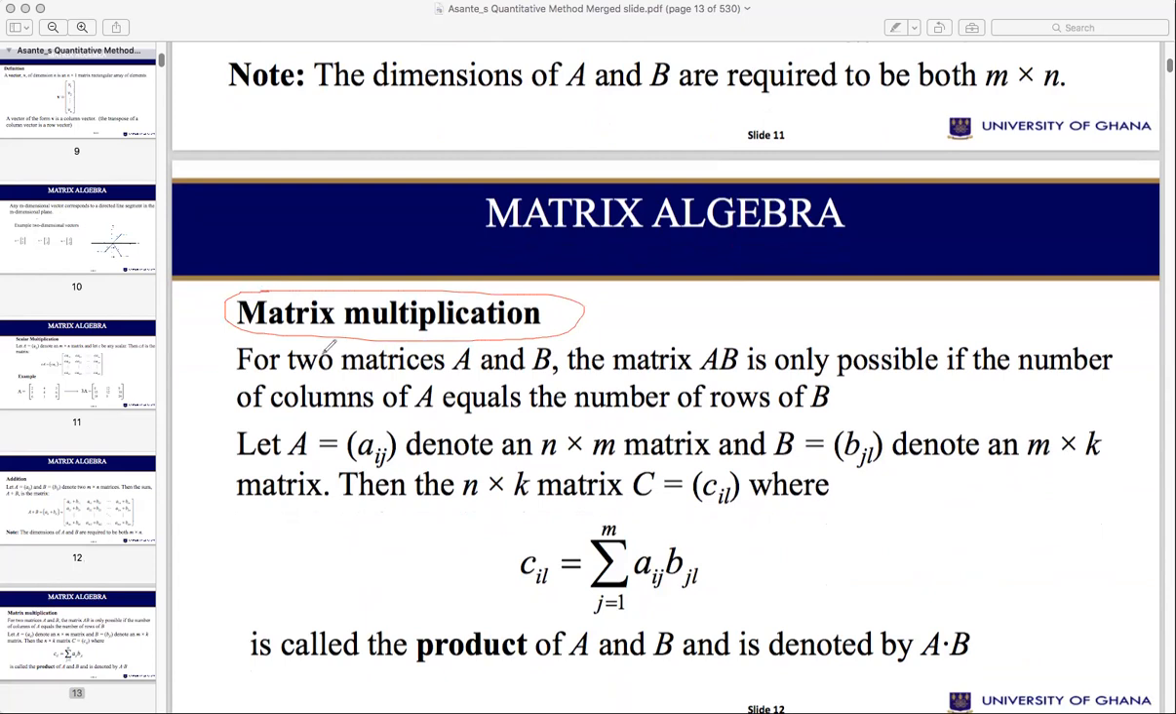When it comes to matrices, for two matrices A and B, the product A times B is only possible if the number of columns of matrix A equals the number of rows in matrix B. So basically, let me bring out a whiteboard because this note has made it a bit complex for you to understand.